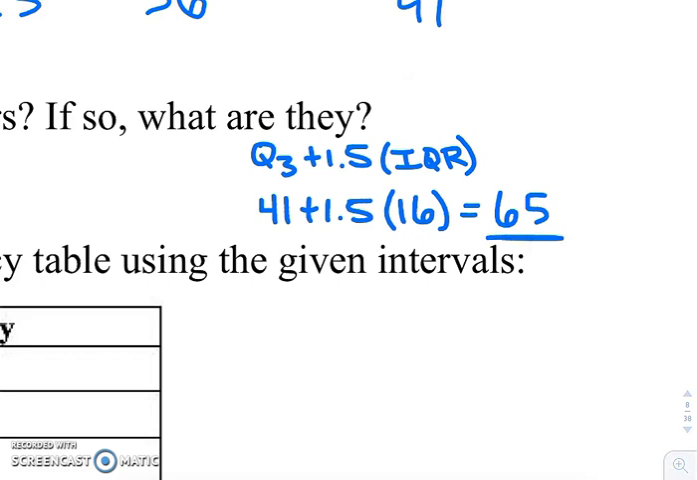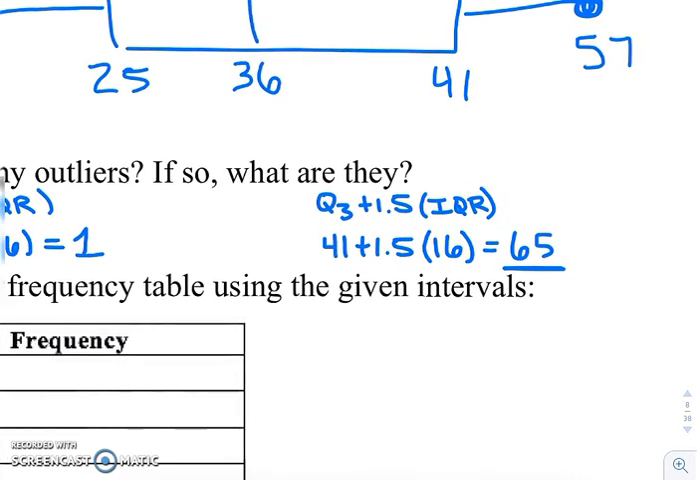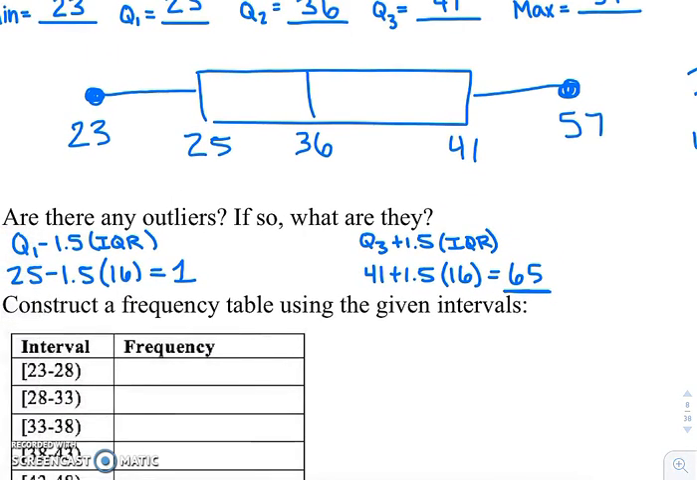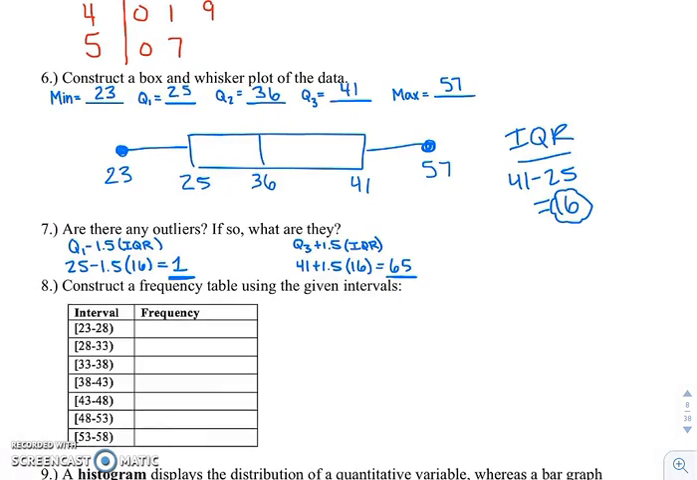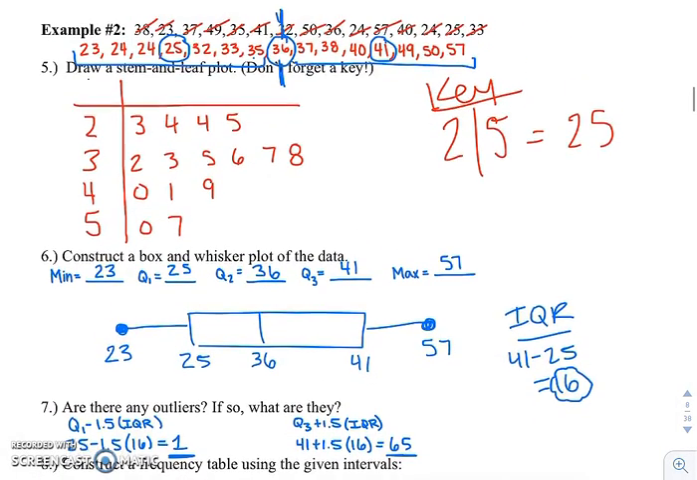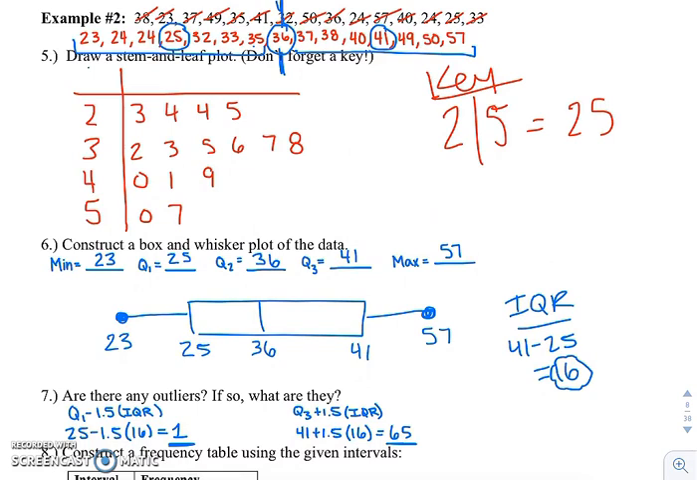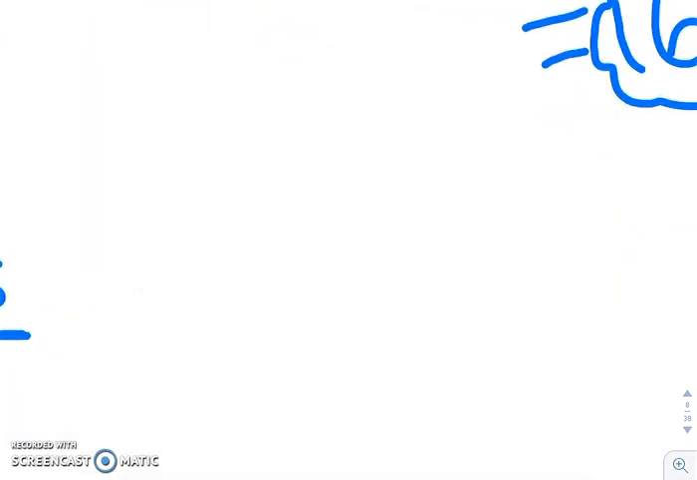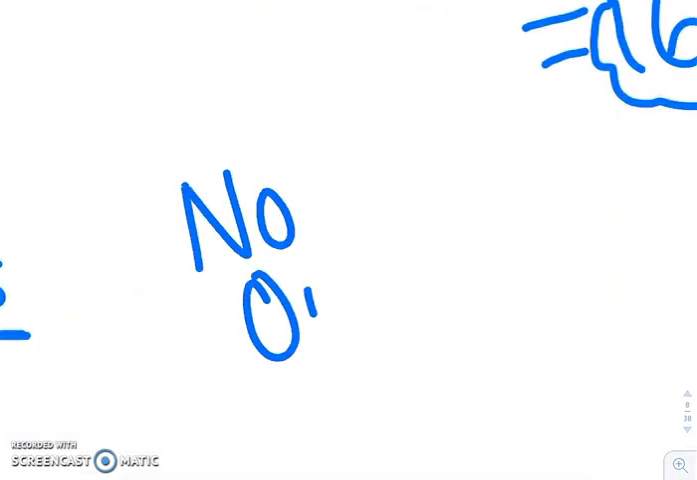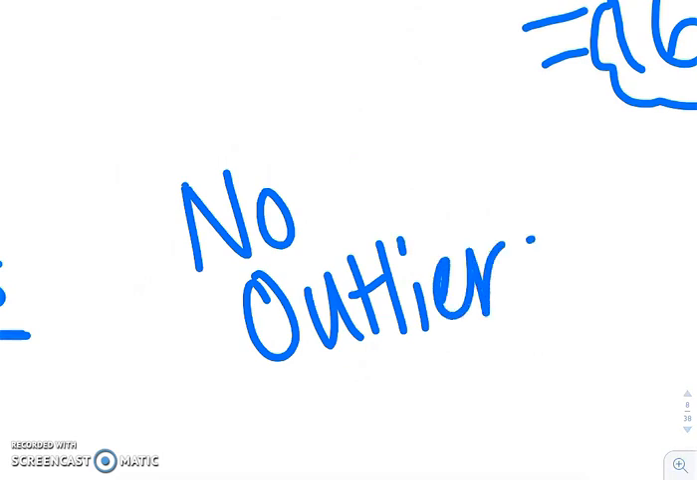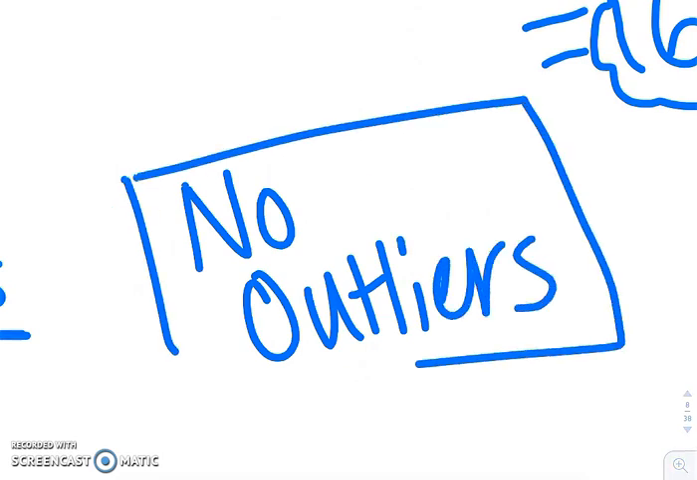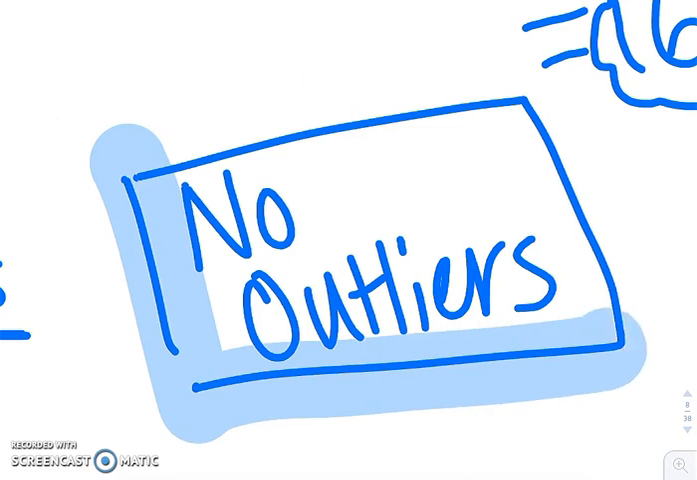So when you get these two values, 65 and 1, what you do with them is check to see, are there any values lower than 1? Are there any values greater than 65? If there's not, then there's no outliers. That's what's considered to be an outlier value, anything outside those two numbers. So in this case, no outliers, but you do have to use that formula to verify it. No guessing.